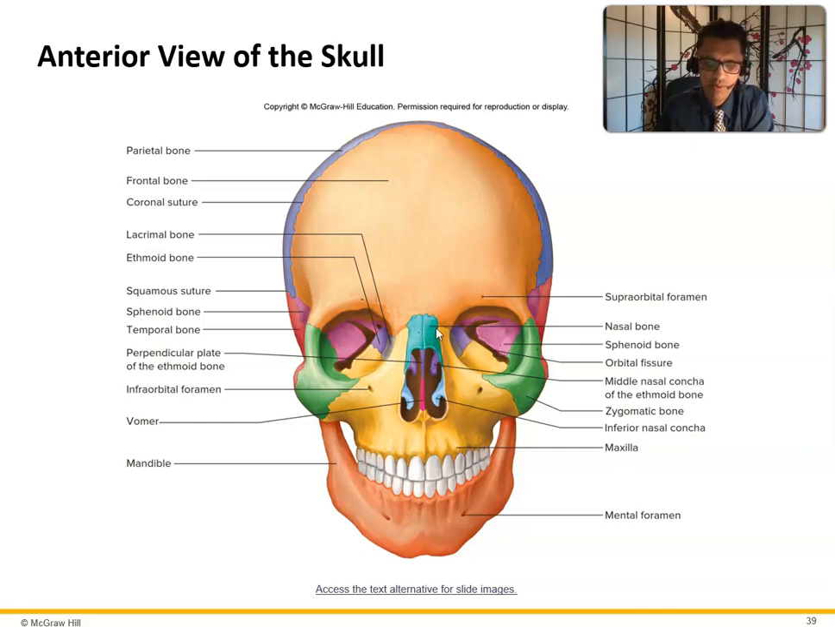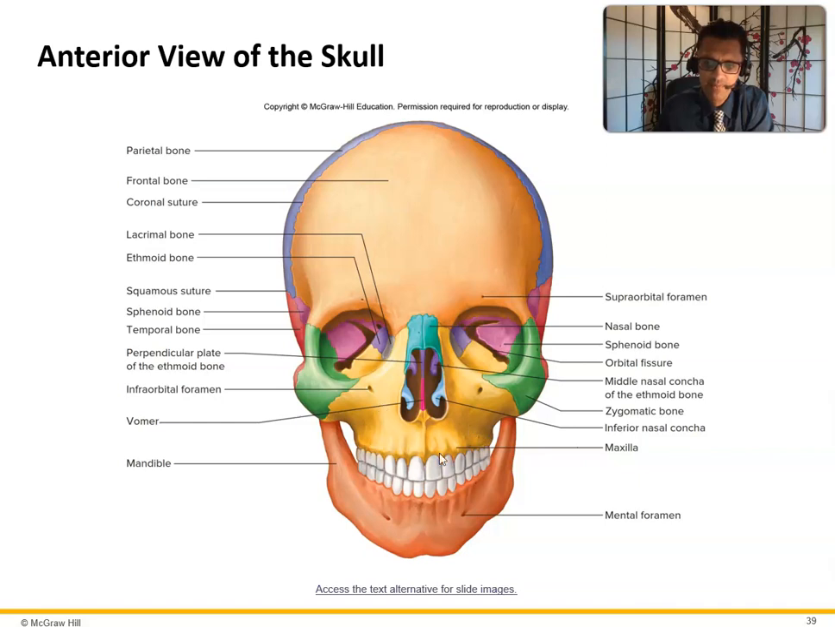Here's the nasal bone. Posterior to the nasal bone, you'll find the ethmoid bone. Here's the lacrimal bone. Here's the perpendicular plate of the ethmoid bone, so you can see the relationship. Here is the vomer bone, and that makes your nasal septum. Okay. Here's the mandible that moves. A foramen is an opening, so this mental foramen allows openings for blood vessels and nerves. Here are your teeth, 32 permanent teeth.